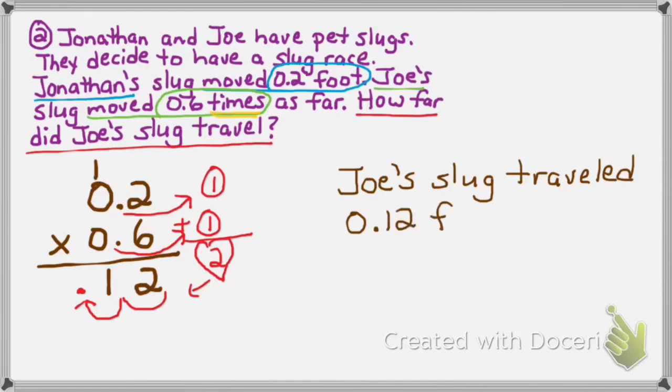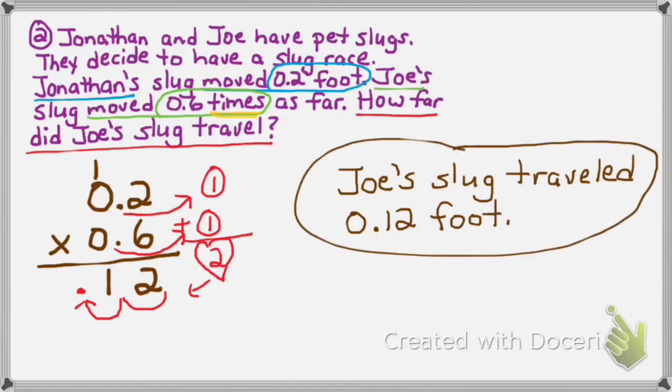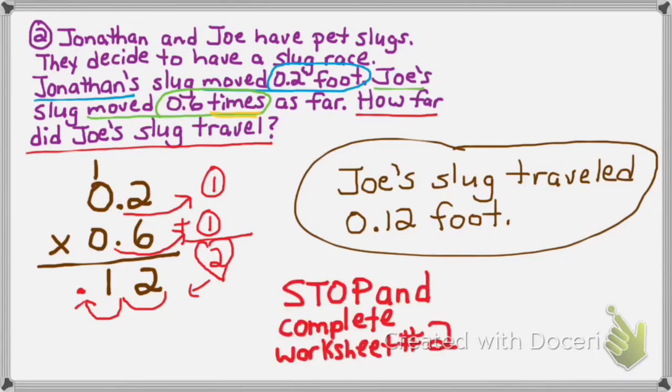0 and 12/100ths foot. Why is that foot and not feet? Because my whole number is 0. Feet would be plural, which means there's more than 1. And I have less than 1. So it would be 0 and 12/100ths of a foot. Please stop and complete worksheet number 2.